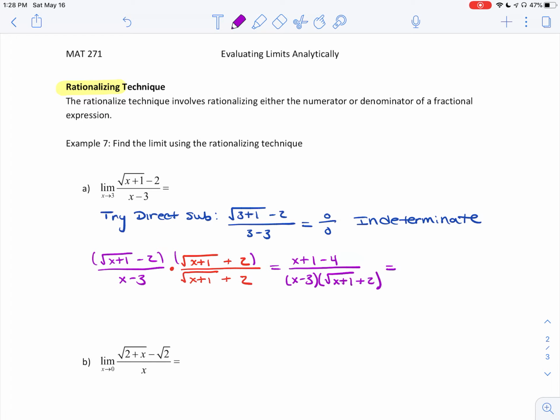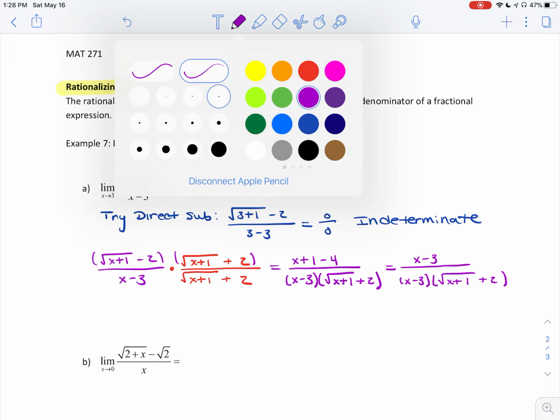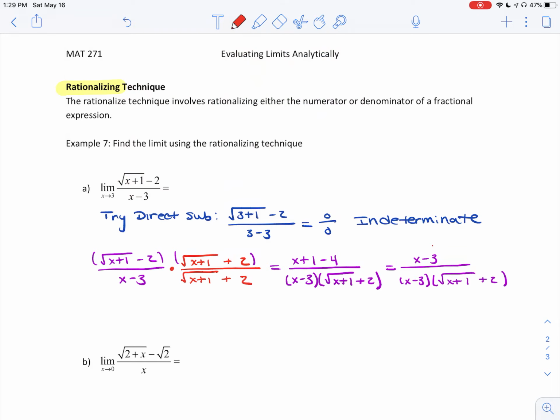All right, now you'll see our numerator just simplifies to x minus 3. And this is why I chose to just leave that denominator in factored form. It's always going to work out this way, that you'll have something that cancels out. In this case, the x minus 3's are going to cancel out. And we're finally just left with 1 divided by the square root of x plus 1 plus 2.